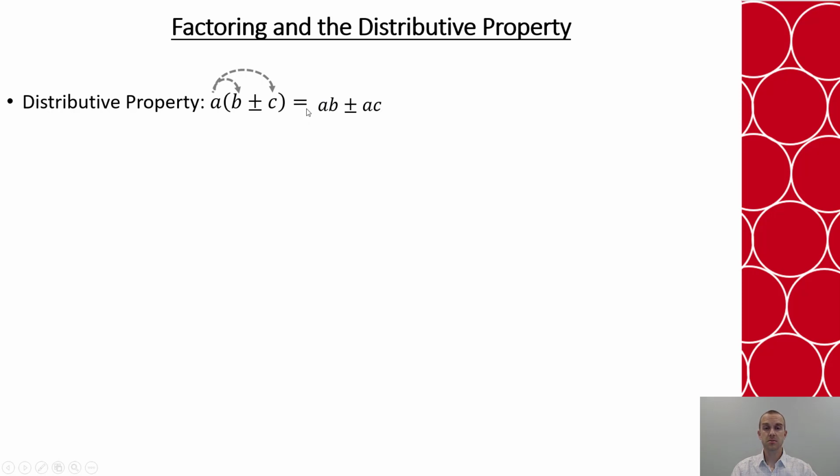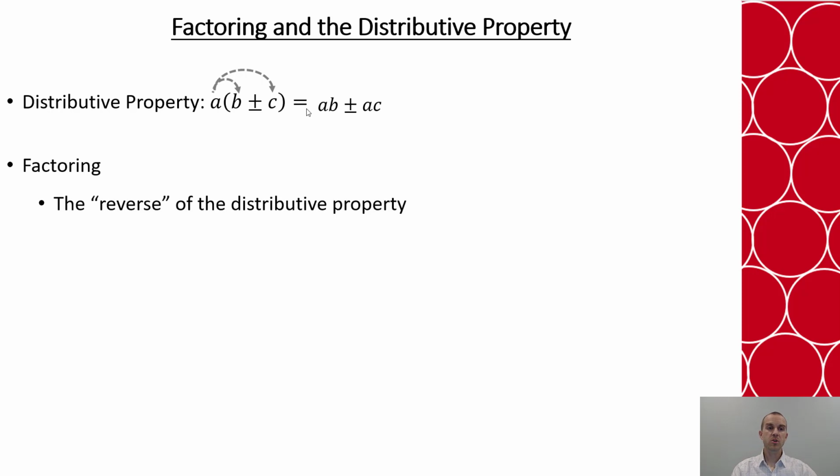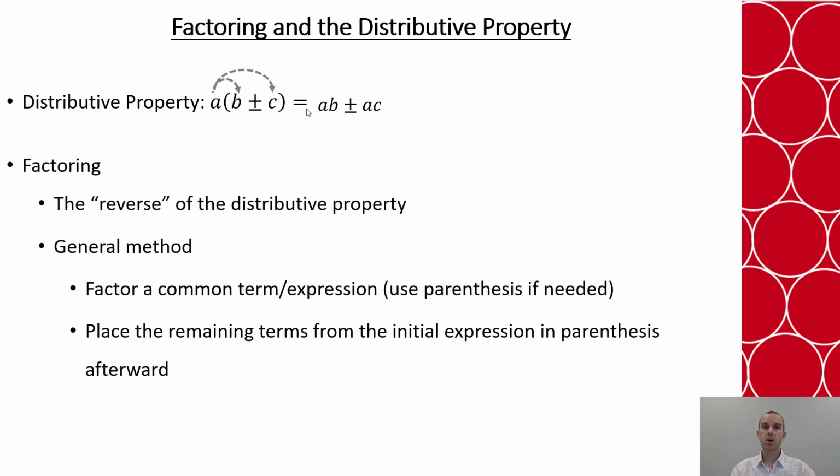those products. When we're factoring, we're actually going the reverse direction of the distributive property. What we're looking for are common terms or expressions that we can pull out that can then allow us to regroup what is left together. So think about it as taking our equation here and flipping it around.